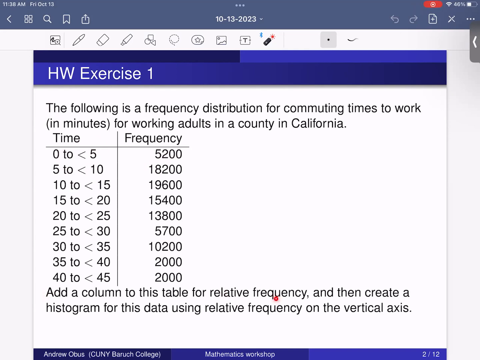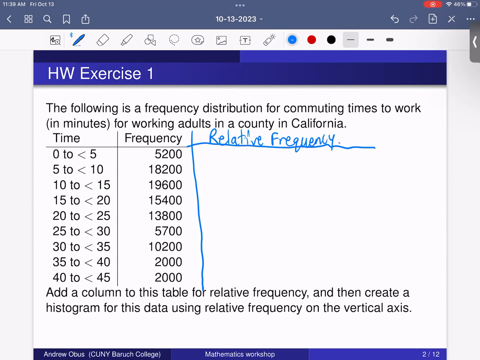So the question is to add a column for relative frequency and then create a histogram for the data using relative frequency on the vertical axis. Okay, so with this histogram, I'm going to just draw it by hand. And then for the next one, we're going to use Microsoft Excel. So first, we need to have another column here for relative frequency. So let me add this here. And remember, we have the formula that relative frequency equals absolute frequency over total number of data points.